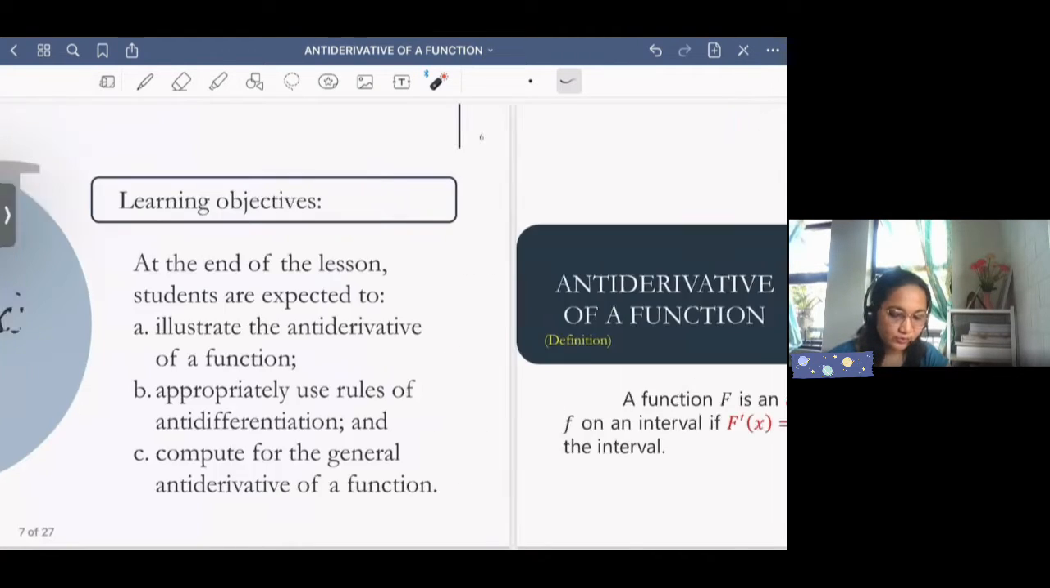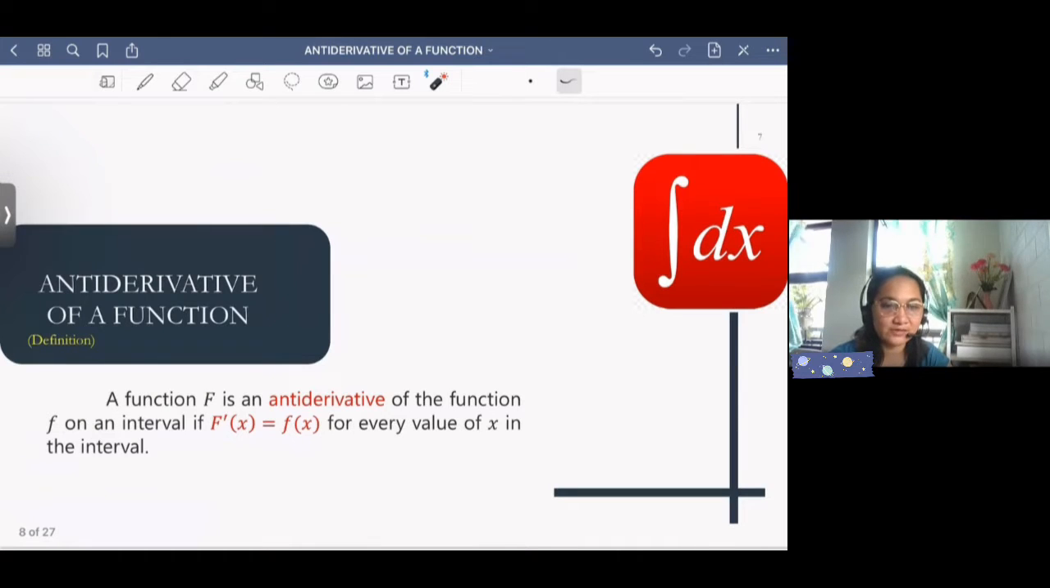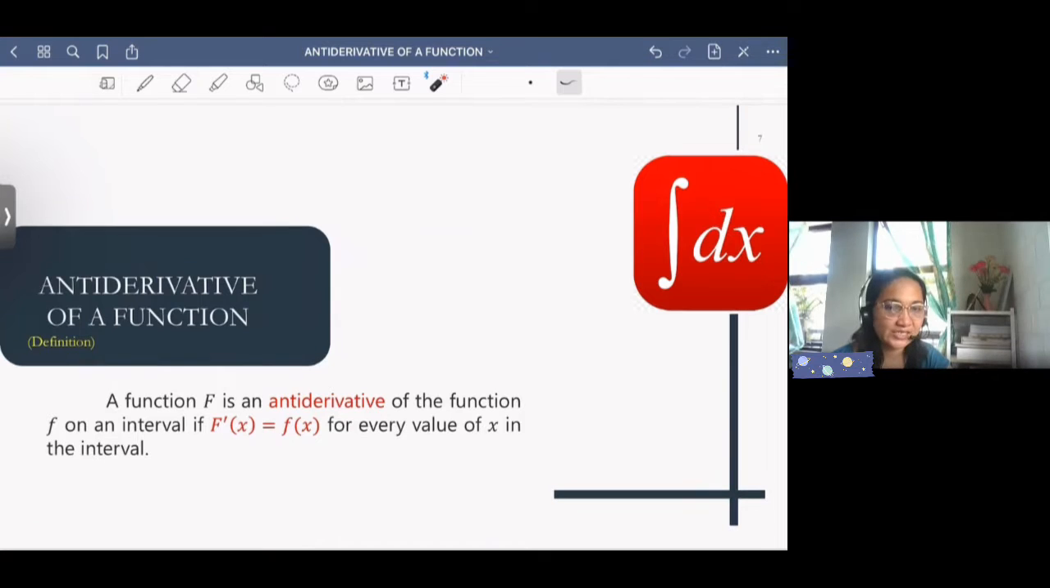So let me show you the definition first of the antiderivative of a function. A function uppercase f is an antiderivative of the function small f on an interval if uppercase f prime of x is equal to small case f of x for every value of x in the interval. This means that we can say that the given function is the antiderivative of another function if the derivative of the first is the second function.